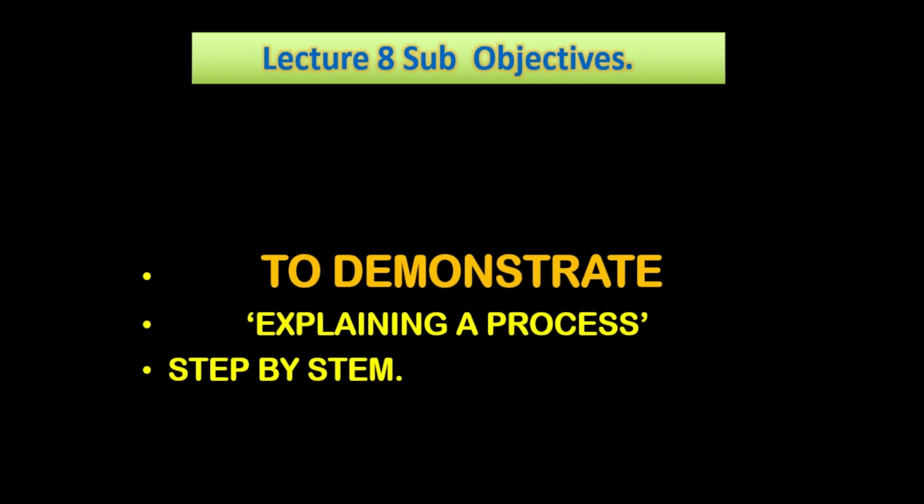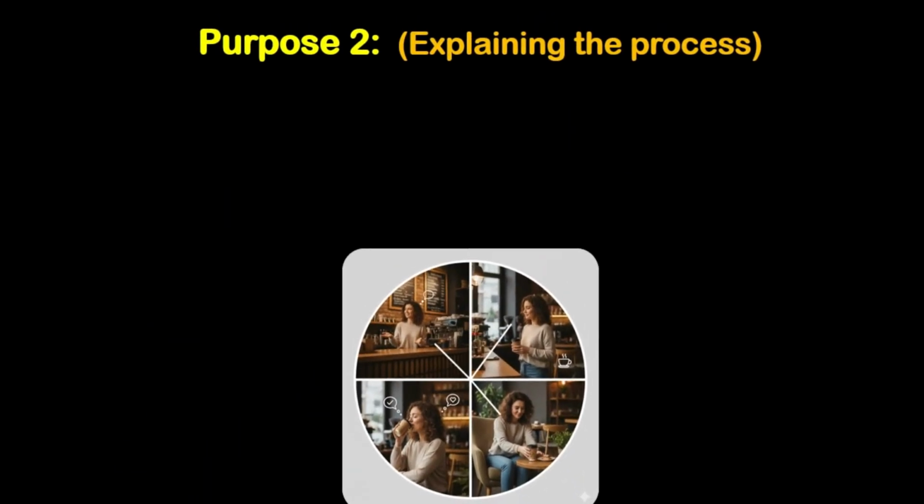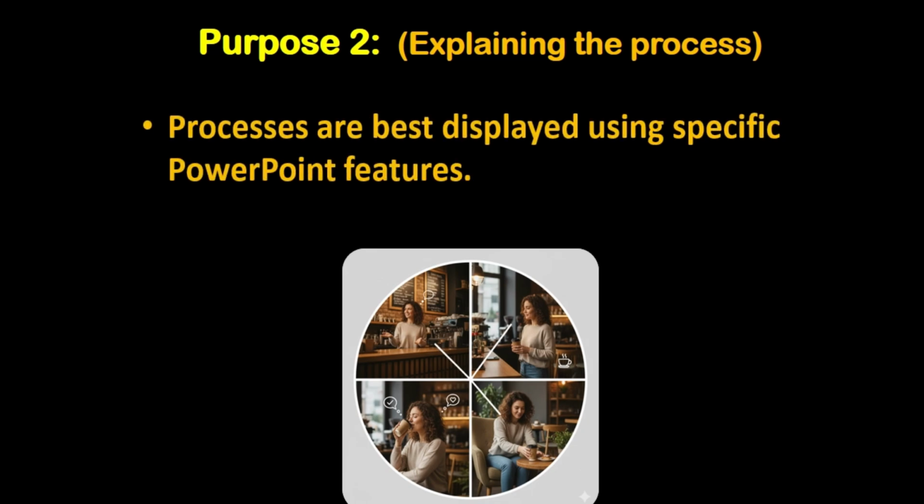So purpose number 2, explaining a process. Here we want to look at one specific feature of PowerPoint that you can use. We are saying processes are best displayed using specific PowerPoint features. So that is why it is important to know what type of feature you can use in a particular slide.